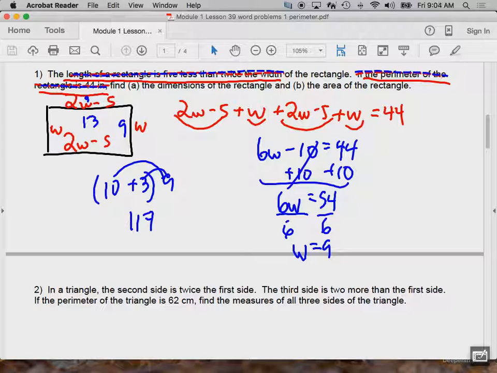Janelle? For the perimeter thing, tonight, I did 2 times 2W minus 5 and plus 2W. Yeah, you can do that too, absolutely.